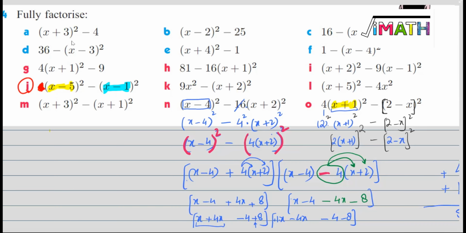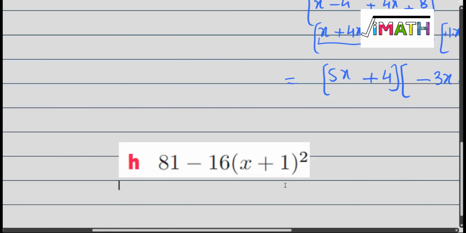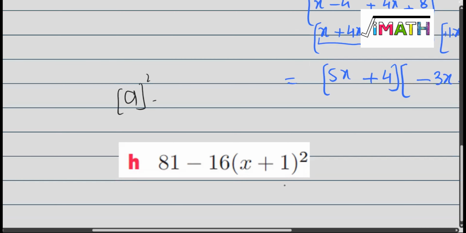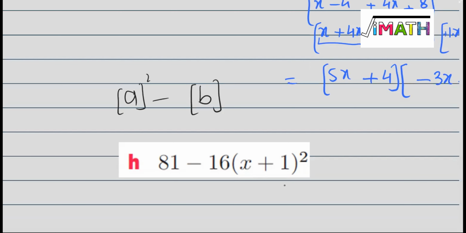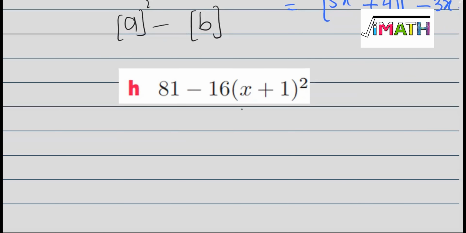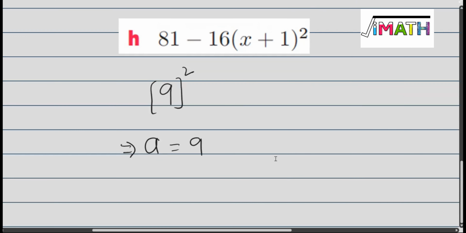Okay, so let's go here. The question is to factorize this expression by using difference of squares, that is a square minus b square. So we need to locate a and b. Can you write 81 in terms of a square? 9 squared. Okay, that was pretty easy. Now this 9 is our a. So I'm going to write a as 9, and the next step is to find b.